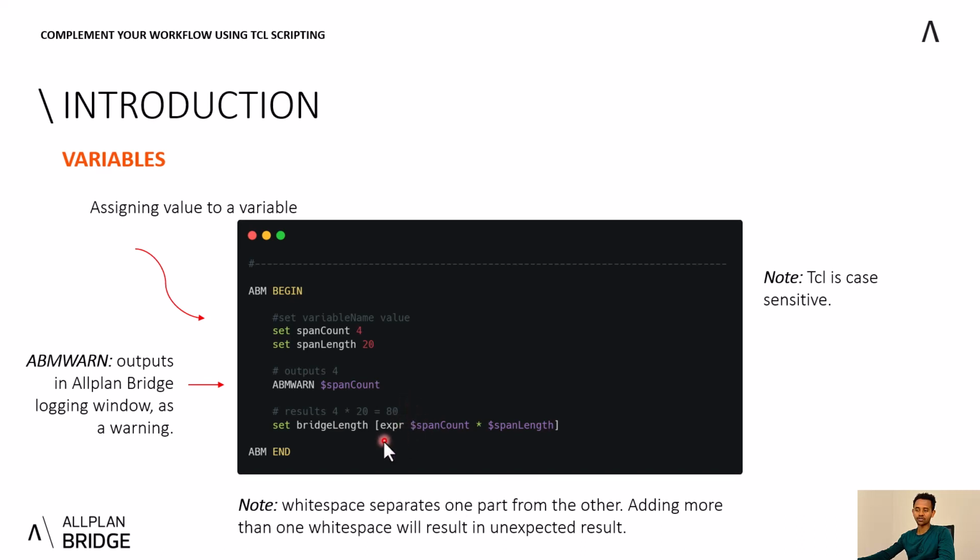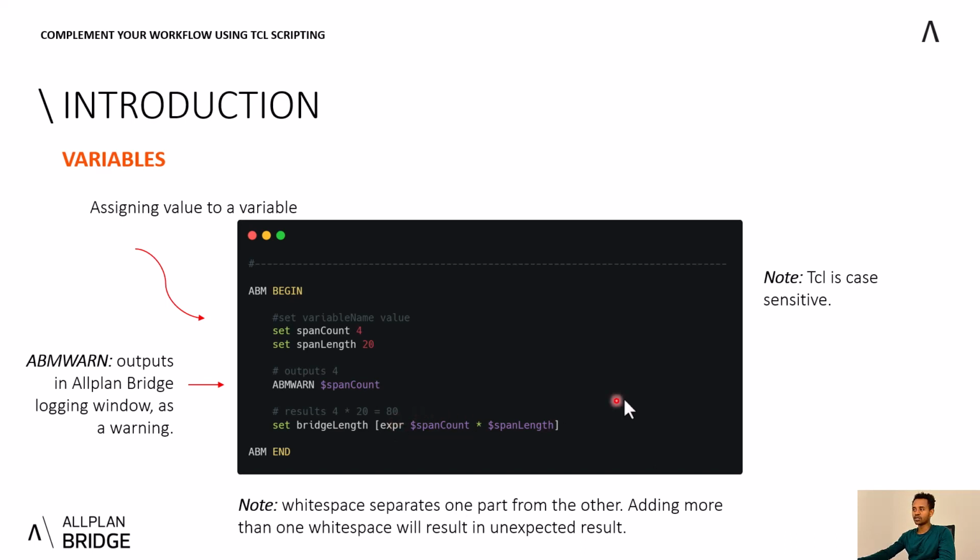And for that, you say set bridge length and you put an expression in a bracket, and you put the values or the operations that you want to achieve. We will look later in the slides at what the different operations available are, but this is just to give you the idea that you can do this also.